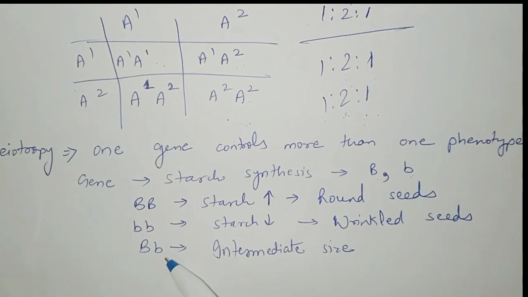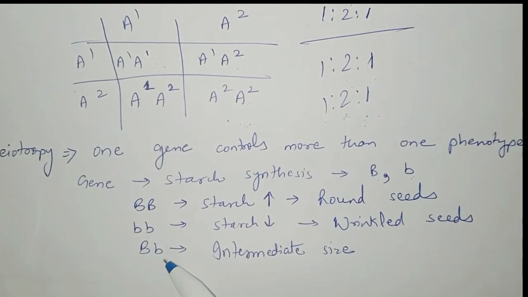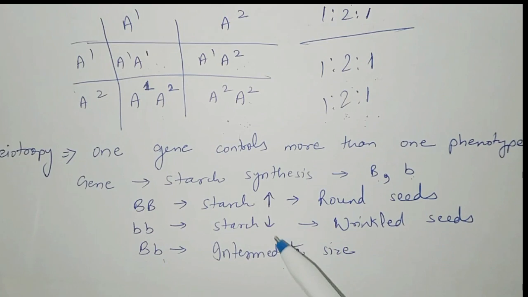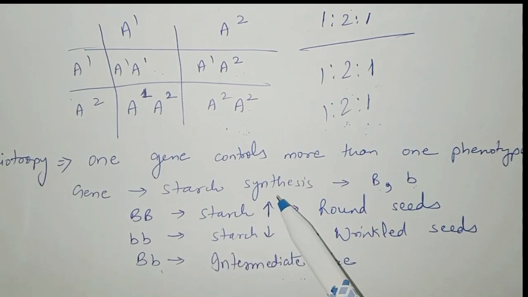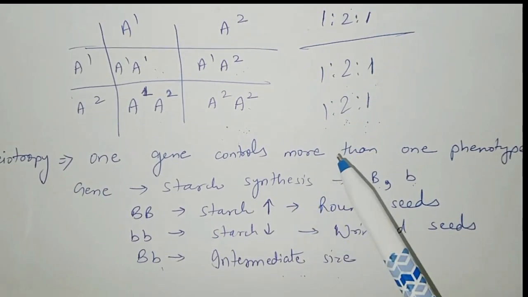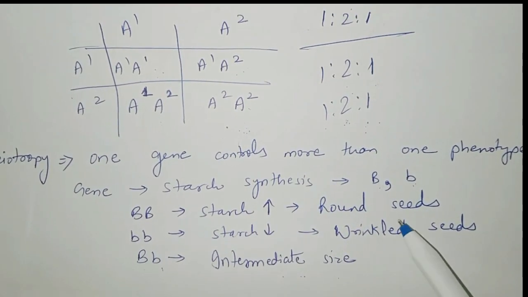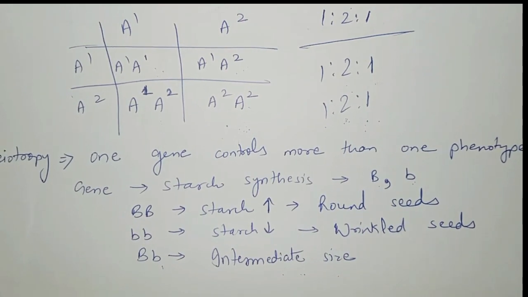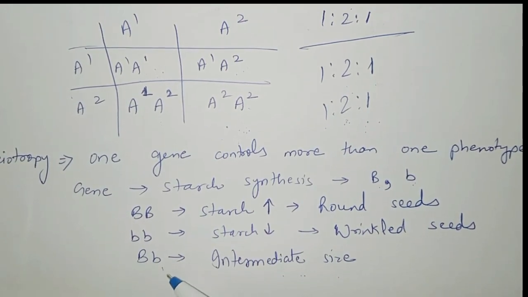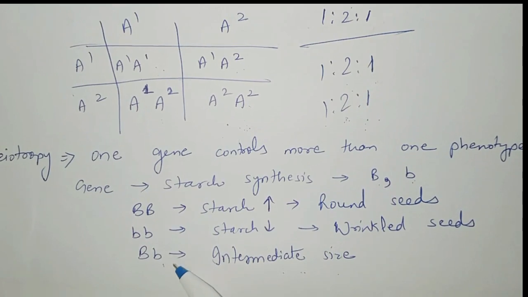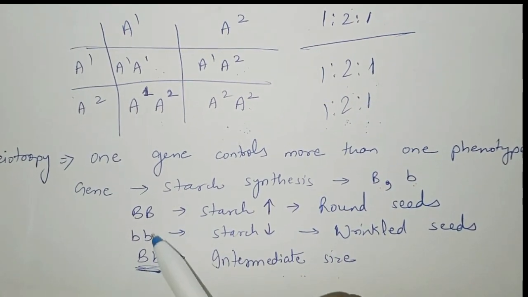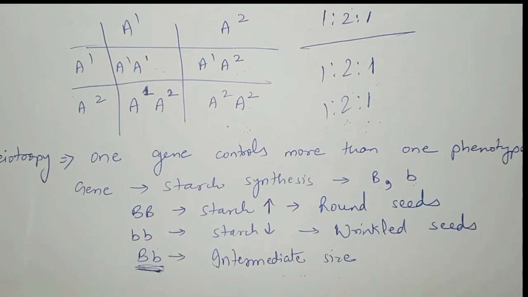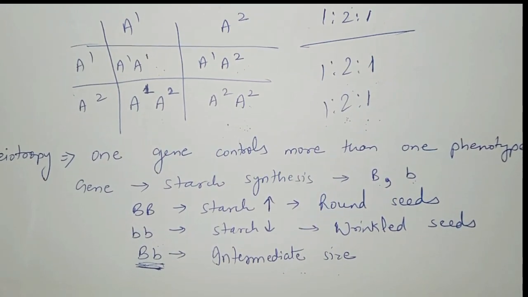The intermediate genotype, that is capital B small b, has intermediate starch production, as a result of which the size is also intermediate. So over here the same gene, that is the gene for starch synthesis, is controlling two phenotypes, that is starch production as well as seed shape. This case can also be seen as an example of incomplete dominance because this heterozygote is intermediate to both homozygotes. So this is also an example of incomplete dominance.